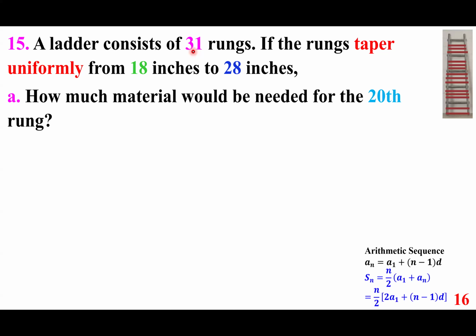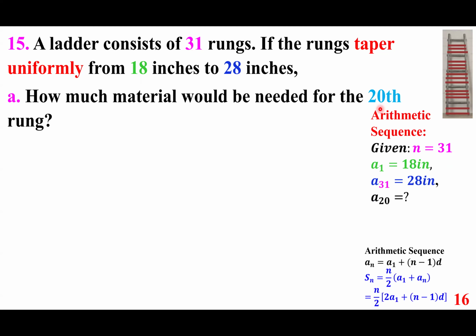31 represents n. 18 represents A sub 1, the first one. And 28 represents A sub n. n again happened to be 31. So we want A sub 20. So this is the explanation of the question.